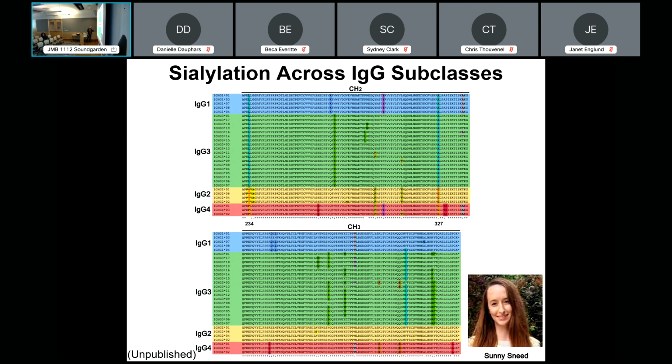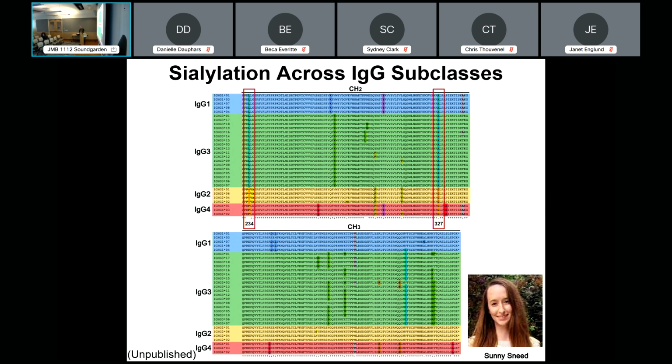And so we've colored them all in ways that I think make sense. What you may or may not be able to see is that there are 2 residues that fit this criteria. There's this residue at 2, 3, 4 that is shared between IgG1 and 3 that's different in 2 and 4, and also at 3, 2, 7 that's conserved in IgG1 and 3 and different in 2 and 4.